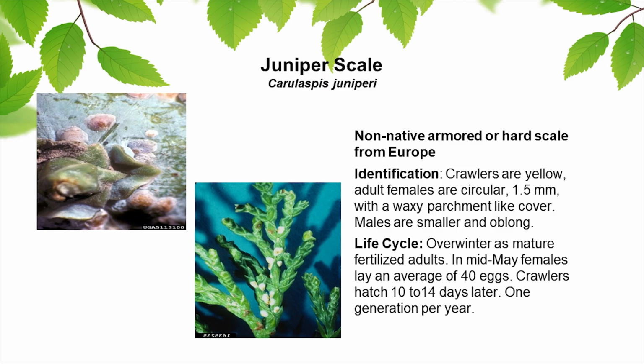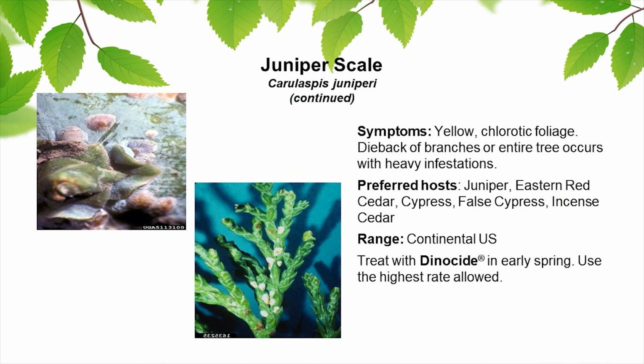Juniper Scale females overwinter as mature fertilized adults. In mid-May, females lay an average of 40 eggs. Crawlers hatch 10 to 14 days later. There is one generation per year.